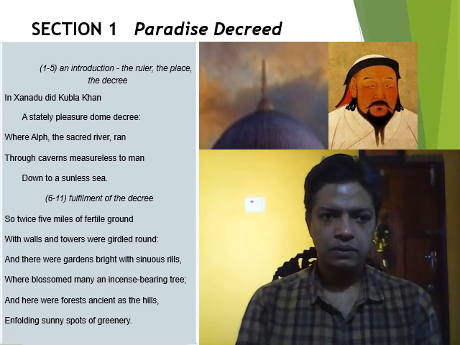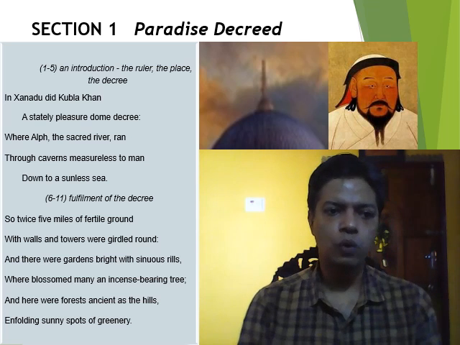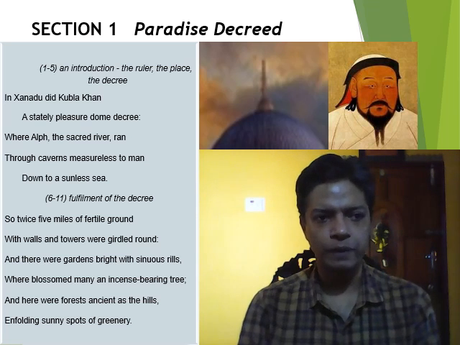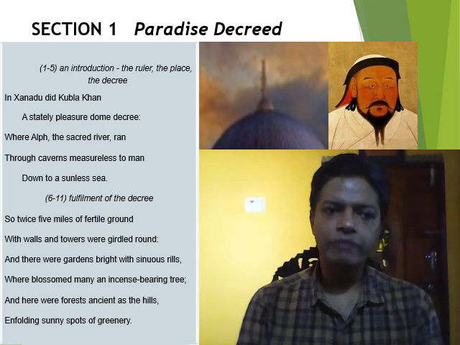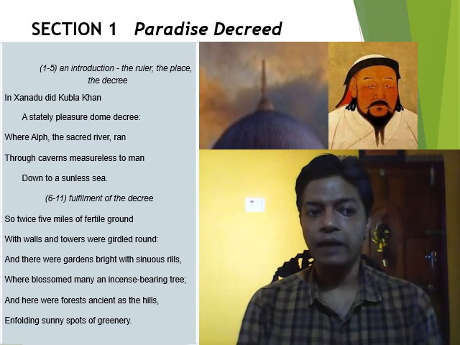Section 1, the Paradise Decreed. Let us go through the poem for a better understanding of what Coleridge has intended through this poem. Line number 1 to 5 gives an introduction to the ruler, the place and the decree. I read the lines of the poem.